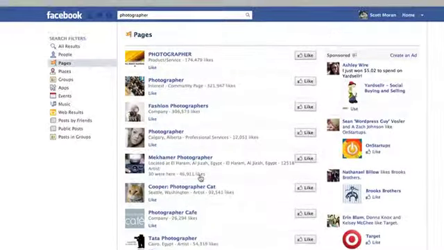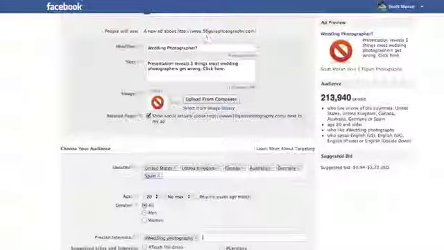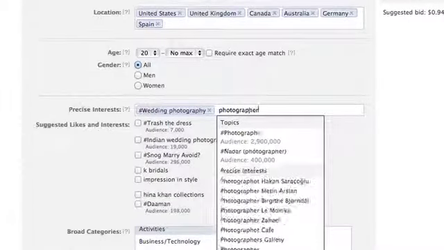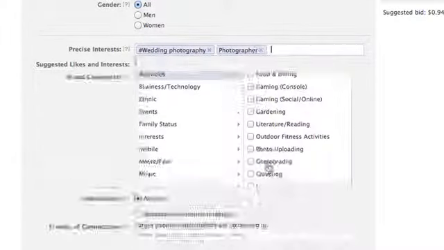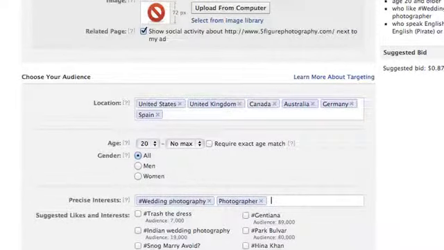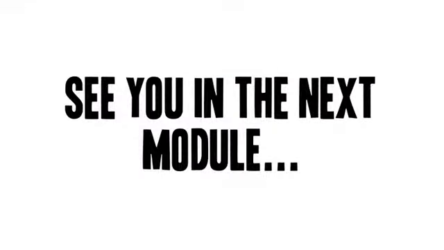So again, this is just a really good way to build your list of keywords. Come in, stick them all in. You can put as many keywords as you want inside of this little precise interest box, and just keep building them out. Just stay targeted, stay within your niche, create good ads, and you will see your ad campaigns absolutely take off. So that's all we got for the targeting module, guys.